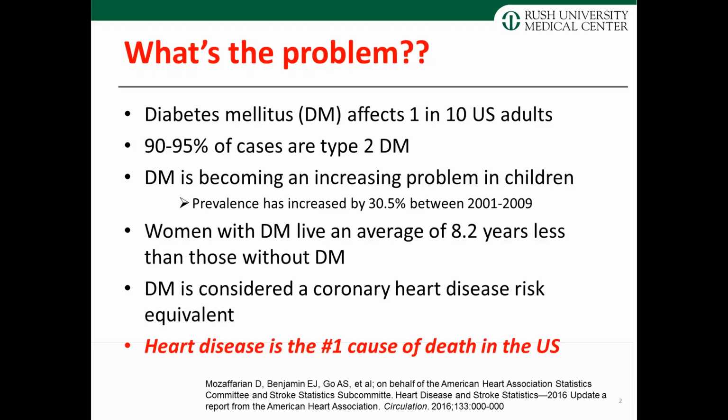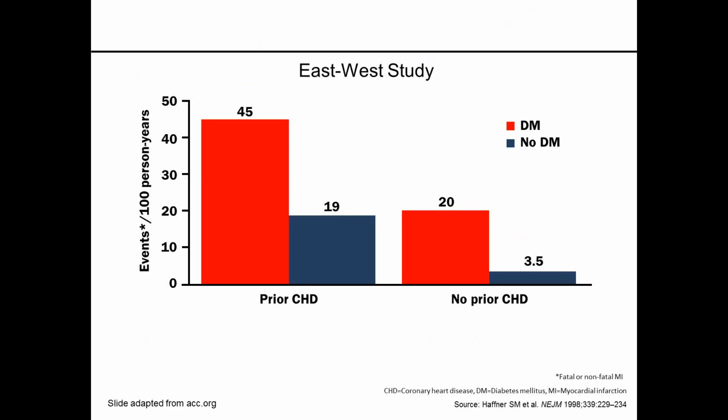So taking all that into account, heart disease is already the #1 cause of death in the United States for all comers, but it's also the #1 cause of death for patients with diabetes. So one question you can ask from this slide is, why is diabetes considered a coronary heart disease risk equivalent? Where does that information come from?